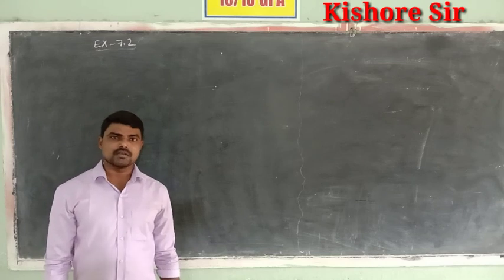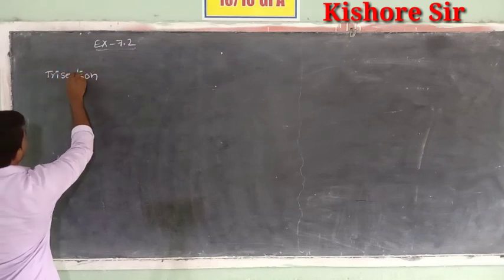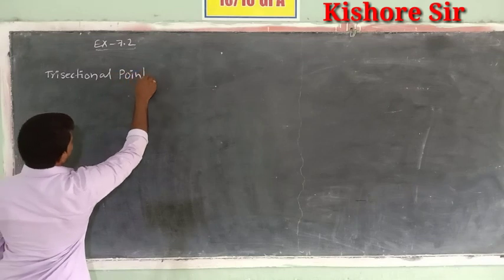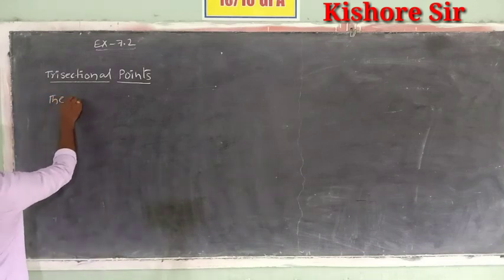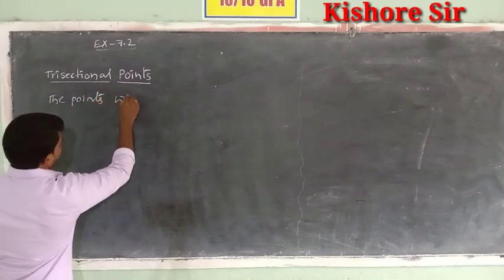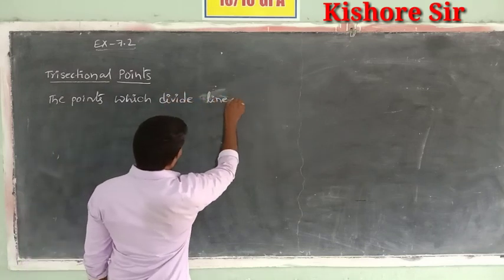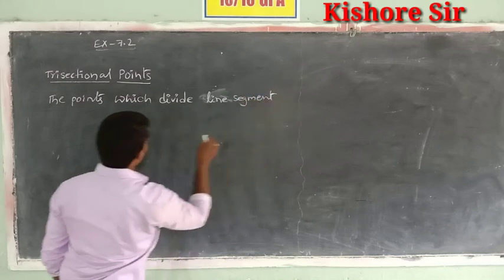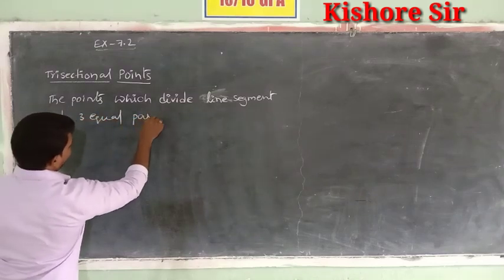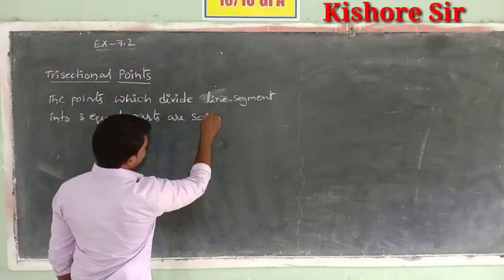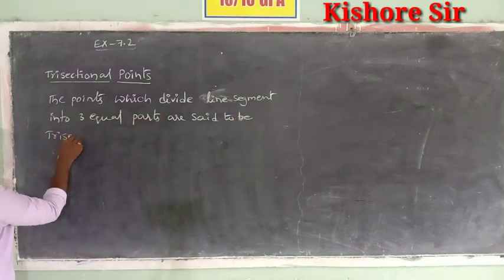Next, trisectional points. The points which divide a line segment into 3 equal parts are said to be trisectional points.